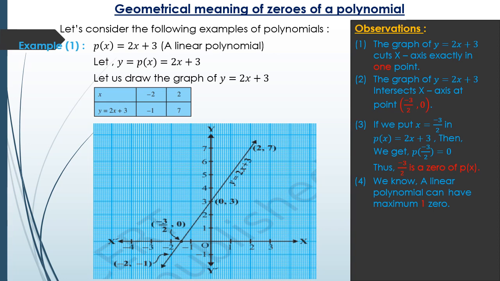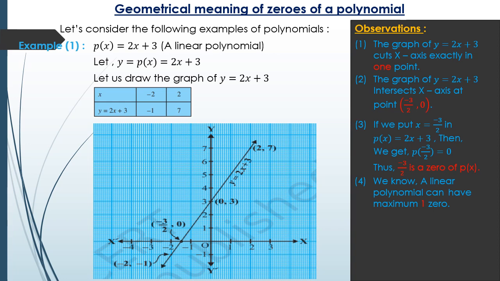Okay, so combining these four, what can we write? See, the graph is cutting the x-axis at only one point and it has only 1 zero. So one thing we can write here is that the number of points of intersection of the graph with the x-axis is equal to the number of zeros of the given polynomial. Means the graph of y equals p of x is cutting the x-axis at one point. So if the polynomial in variable x is cutting the x-axis at one point, it has at most 1 zero. If it is intersecting at 2 points, then it has maximum 2 zeros. Okay, and so on we can say.